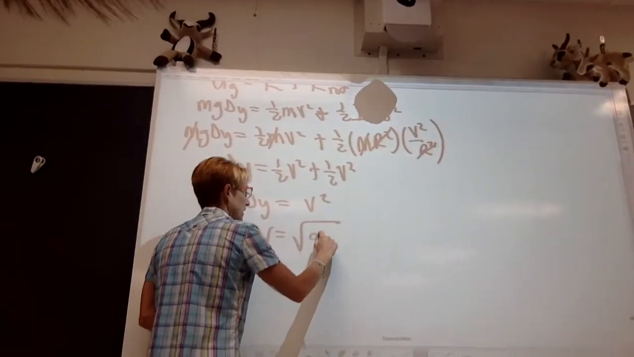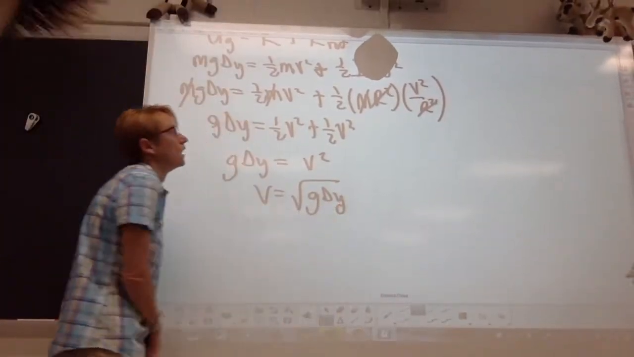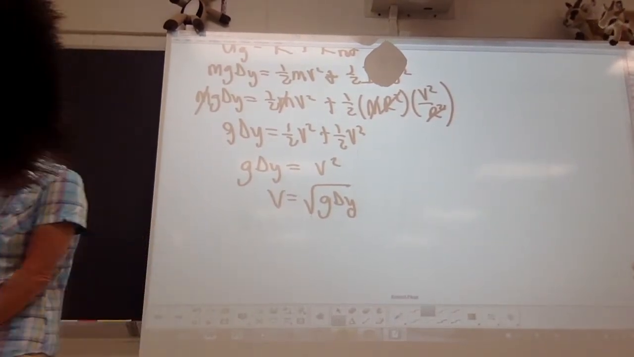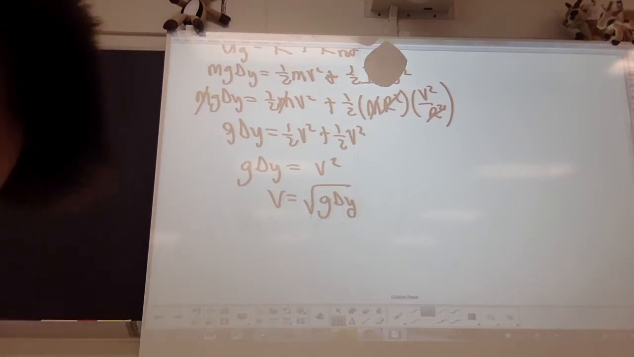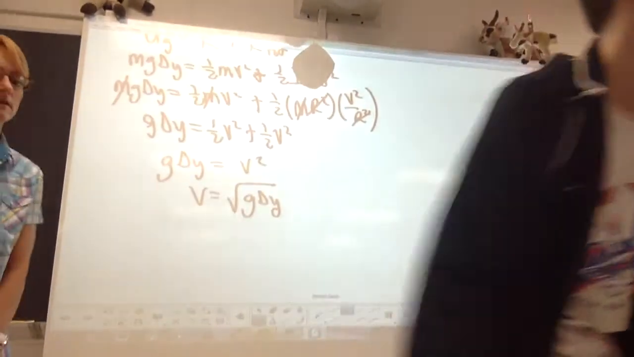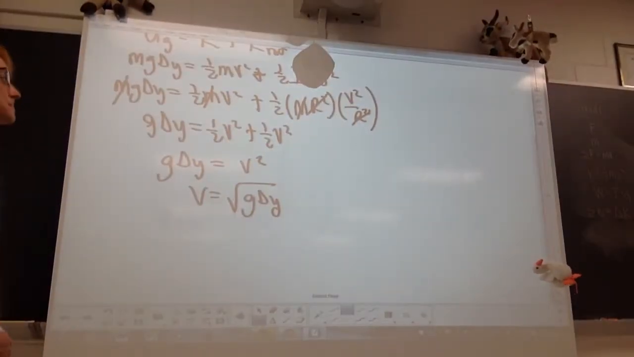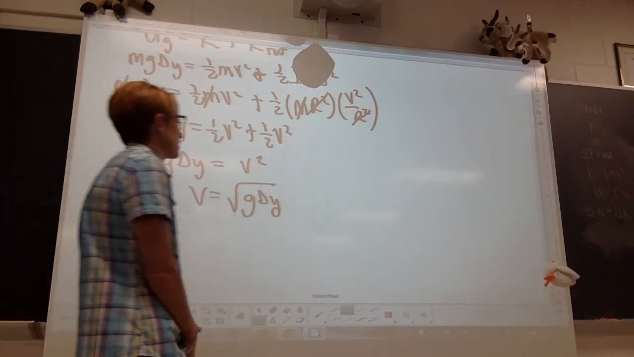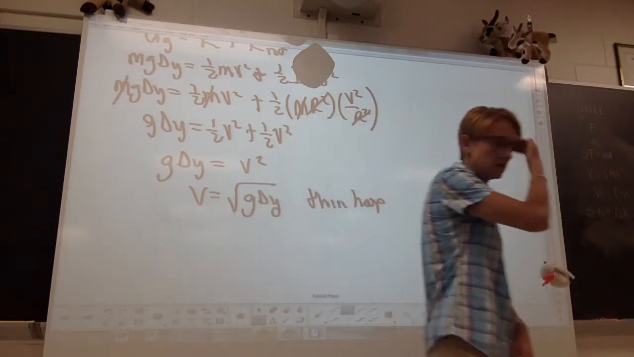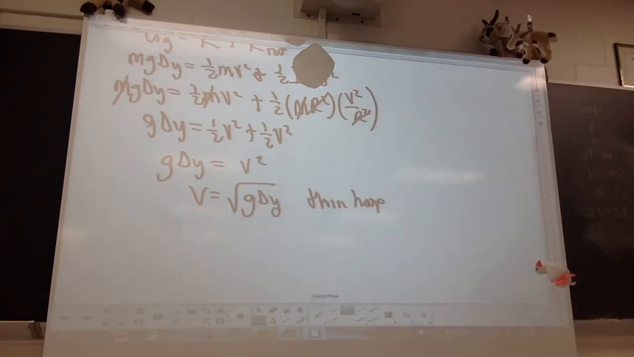Why is it? I just want to know what V is in terms of delta Y. So this was the ring. This is the thin hoop. 1/2 V squared plus 1/2 V squared is V squared.